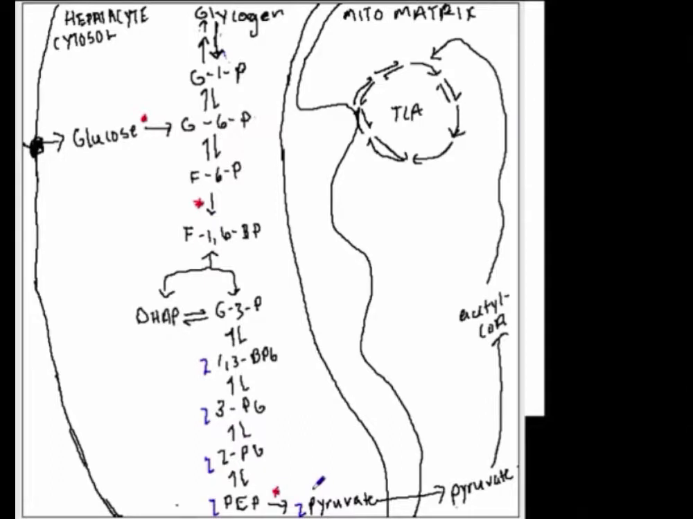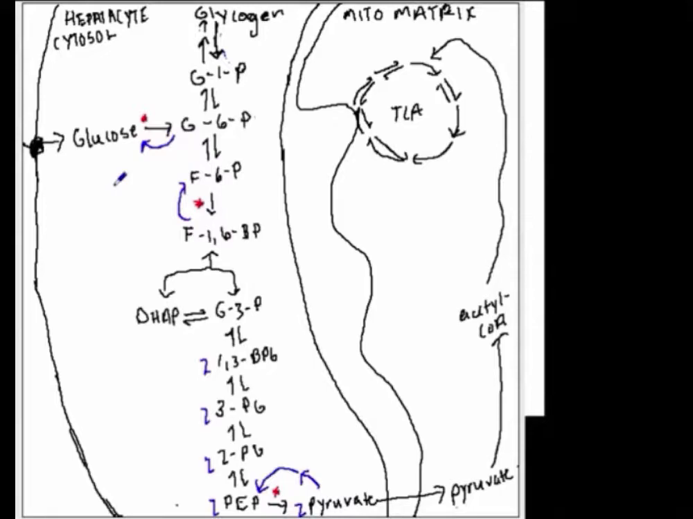We have bypass reactions getting us backwards from pyruvate to phosphoenolpyruvate. We're going to have a backwards reaction, a separate, totally different reaction, getting us backwards from fructose 1,6-bisphosphate to fructose 6-phosphate. And finally, we talked a bit about this, there's a separate reaction going backwards from glucose 6-phosphate to glucose.